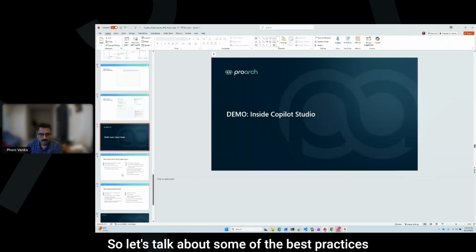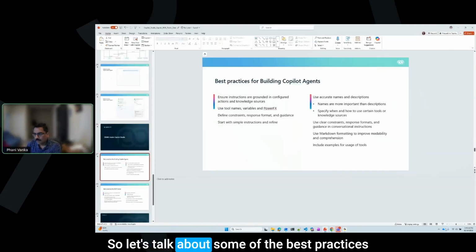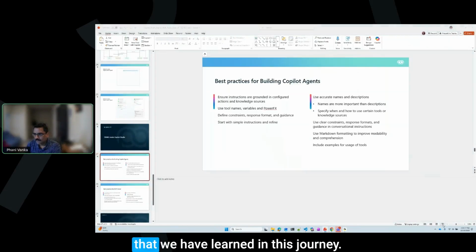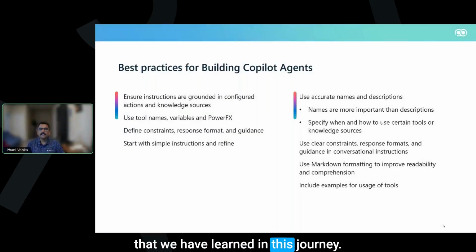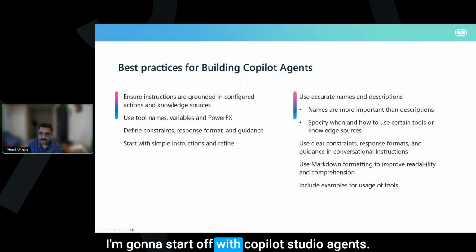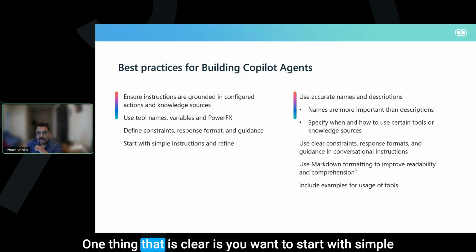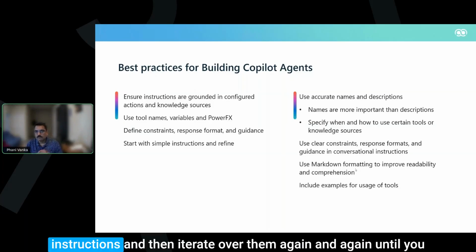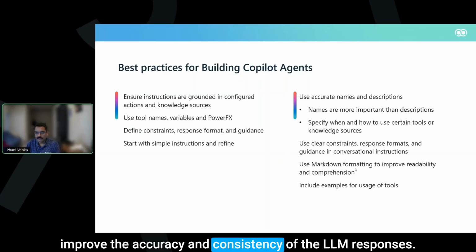So let's talk about some of the best practices that we have learned in this journey. I'm going to start off with the Copilot Studio agents. One thing that is clear is you want to start with simple instructions and then iterate over them again and again until you improve the accuracy and consistency of the LLM responses.